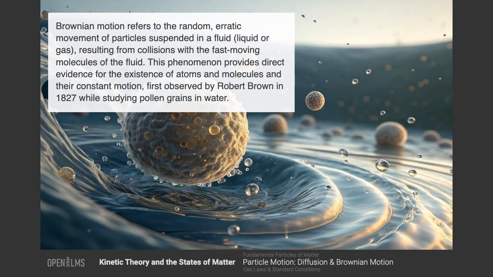Brownian motion refers to the random, erratic movement of particles suspended in a fluid, liquid, or gas, resulting from collisions with the fast-moving molecules of the fluid. This phenomenon provides direct evidence for the existence of atoms and molecules and their constant motion, first observed by Robert Brown in 1827, while studying pollen grains in water.